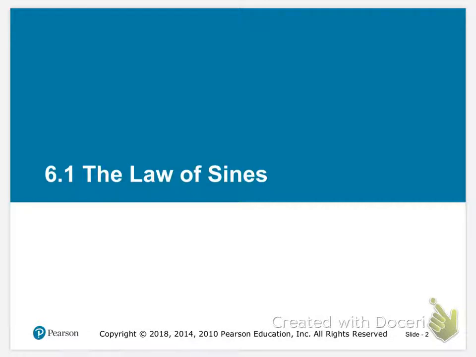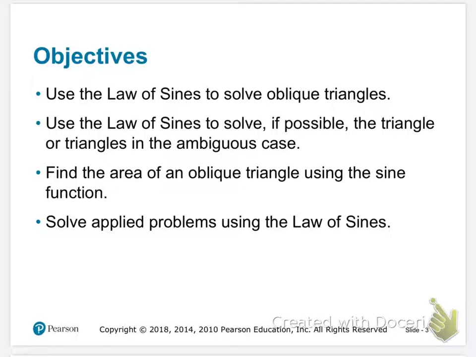So we're going to get started today on 6.1, which is law of sines. Your objectives are going to be able to use the law of sines to solve oblique triangles, to use the law of sines to solve, if possible, the triangle or triangles in the ambiguous case, to be able to find area of oblique triangles using the sine function, and then to solve applied problems. We're actually probably going to skip the applied problem just because without being in class, I'd really like you guys not to have to worry about that.